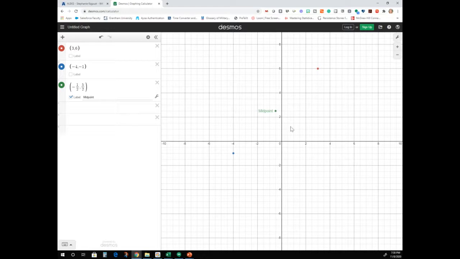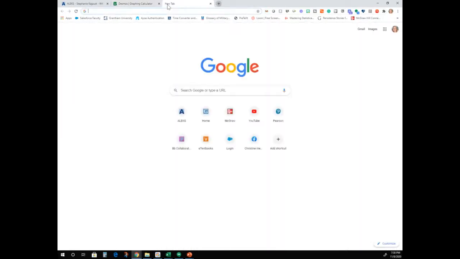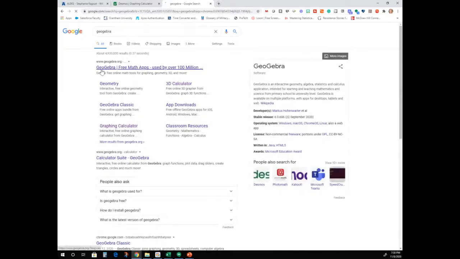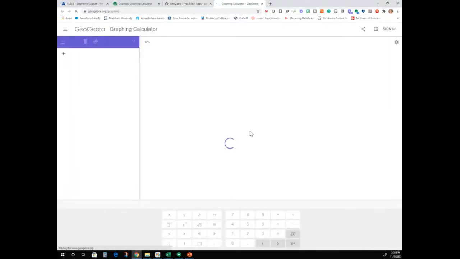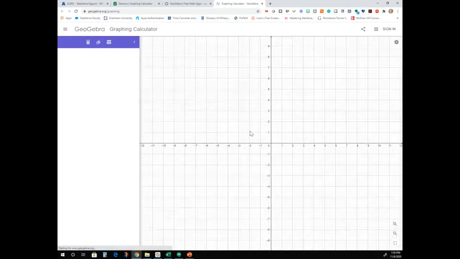There is another website that you can use for graphing that is better when you have geometric stuff. It is called GeoGebra. It's like half geometry and algebra. I don't use this one as often. I find it a little confusing. But they do have a graphing calculator. It seems to be taking a bit to load.